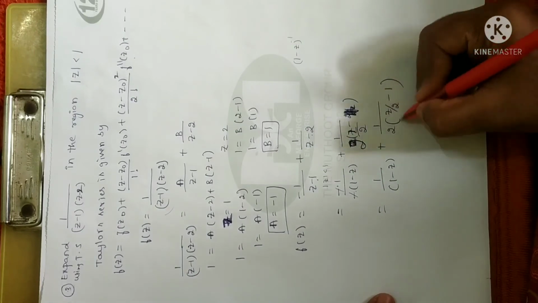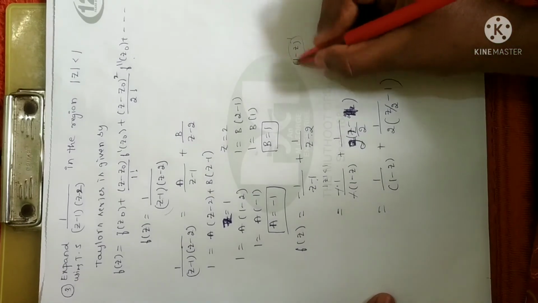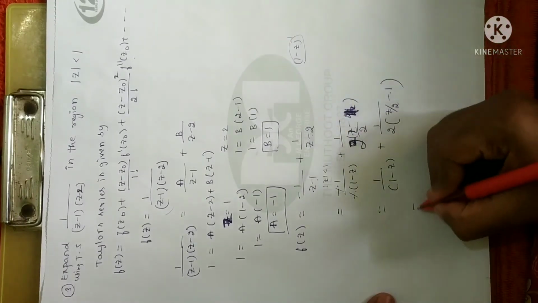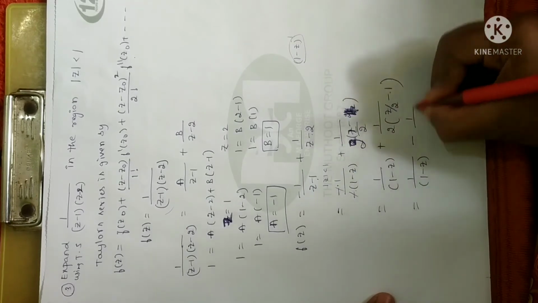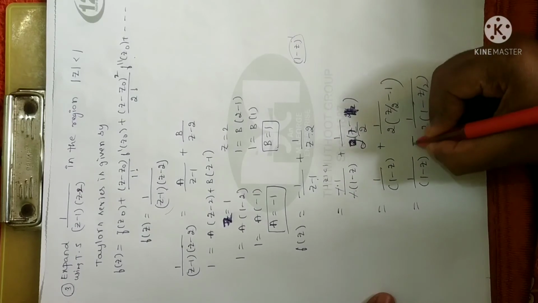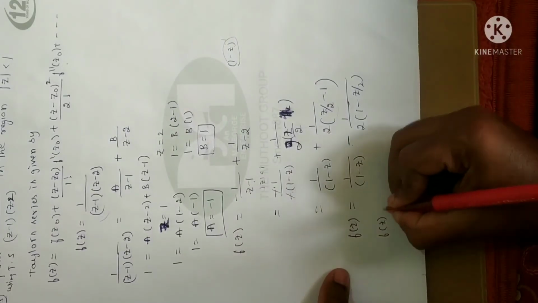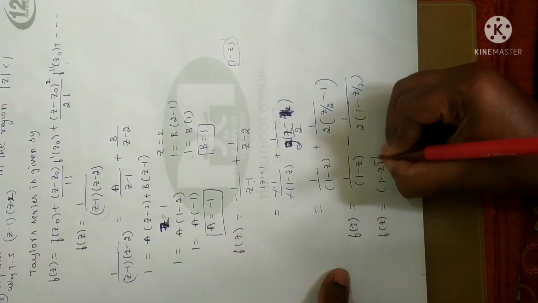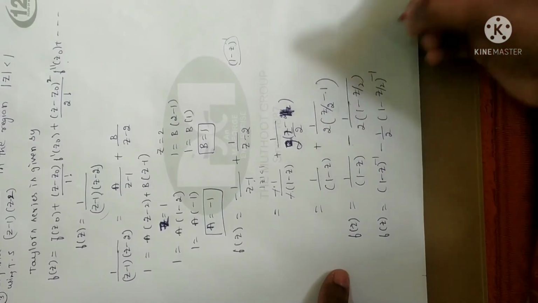Now you can check that it is of the form z minus 1, but we require the form 1 minus z, right? So let me take minus as a common term in the second term, so you will get minus here. I can write this as 1 minus z by 2. Why? Because I have taken minus as a common term to convert it into standard form. Now we can rewrite this as f of z is equal to 1 minus z power of minus 1 minus 1 by 2 into 1 minus z by 2 power of minus 1.